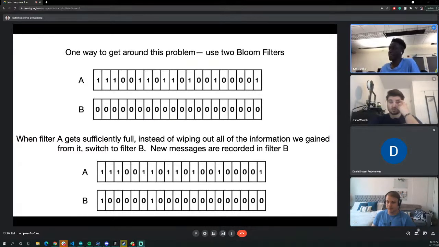We keep all the information that's inside of A and instead switch to recording new information in B. So when we get new messages, we still check A to see if we've already seen them before. But if it's a new message, we continue recording it in B. As you can see here, we get a new incoming message and bits 1 and 7 in B are set. And this continues on.